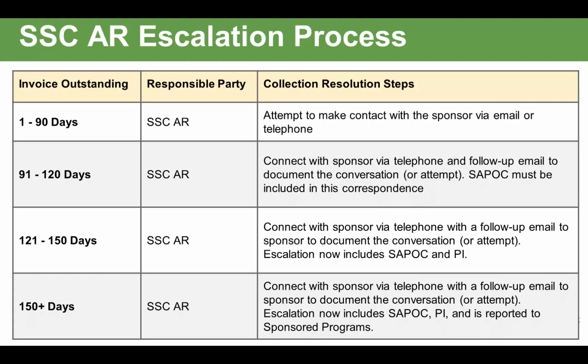And then anything 121 days and older is now also potentially including the PI, depending on what conversations we're having with the SAPOC or what progress we've made with the sponsor and just understanding what's wrong with that payment. Anything over 150 days is escalated within sponsor programs too. We do have reporting that we report out on, like I had mentioned before, of our receivables that are greater than $20,000 and older than 150 days. So that just makes sure that all of our stakeholders are well aware of anything that's happening with an accounts receivable.